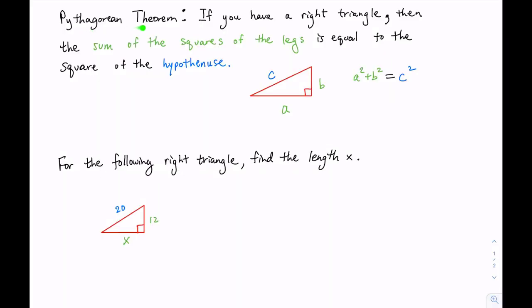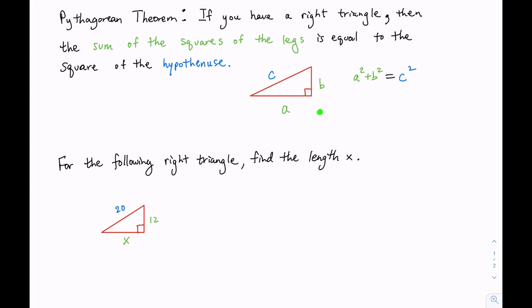Let's work on the Pythagorean theorem. If you have a right triangle, then the sum of the squares of the legs is equal to the square of the hypotenuse. Well, what does that really mean? The best thing to do is draw a picture.